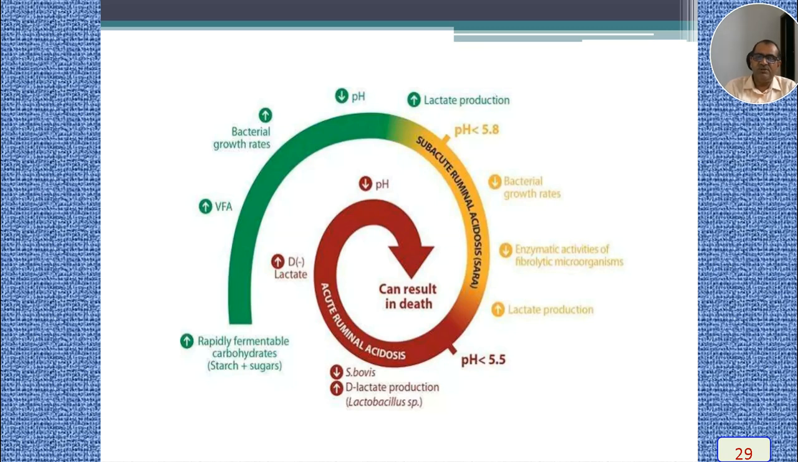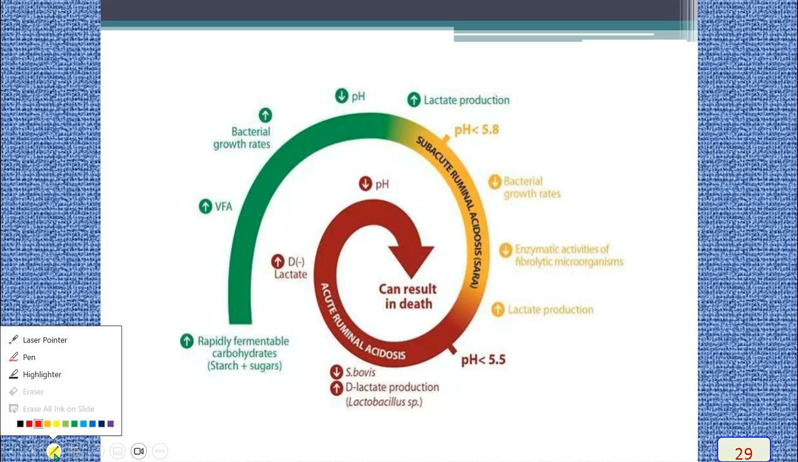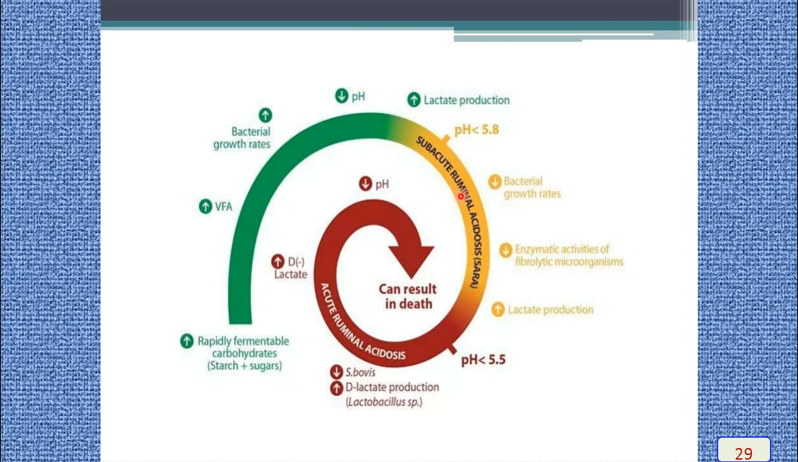That situation, where this yellow band is there, can be the area where subclinical ketosis is also present. Because the pH has reduced to 5.8, bacterial growth rates have drastically reduced. Then the enzyme activities of the fibrolytic microorganisms decrease. Then with increased lactate production, the pH will be reduced from 5.8 to 5.5, a drastic reduction in pH because of more and more lactic acid formation. We can see the pH drastically coming down from 7.4 to 5.8, and still it is going to decrease.